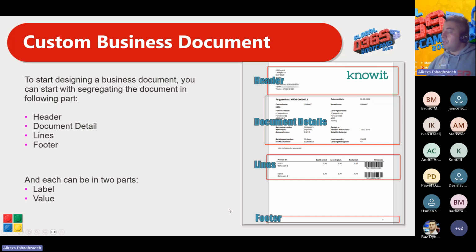So this is the simplest approach that I have found, based on feedback from the users, when they want to start with a business document. So you just see it in the four segments: header, document detail, lines, and footer.